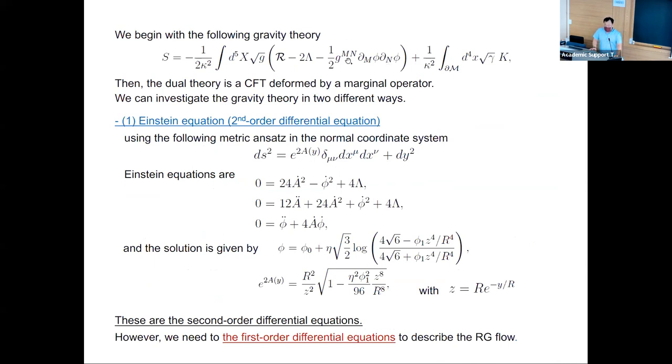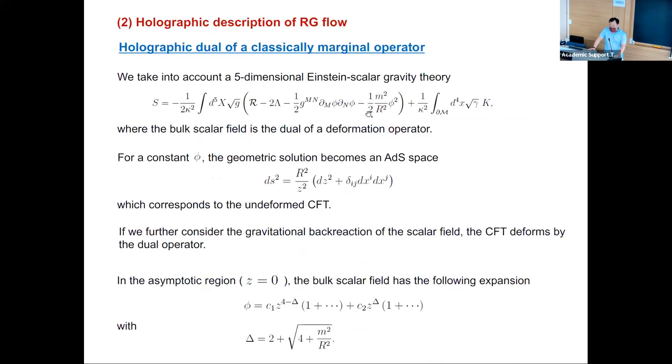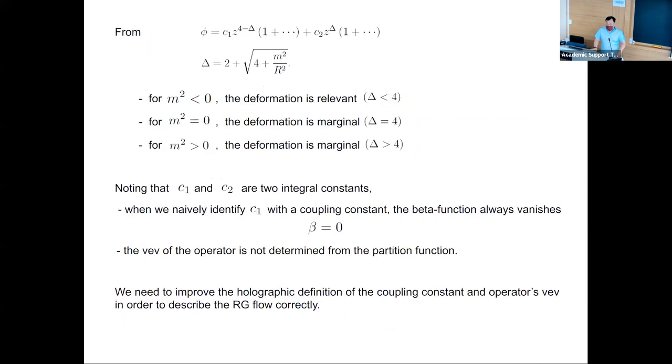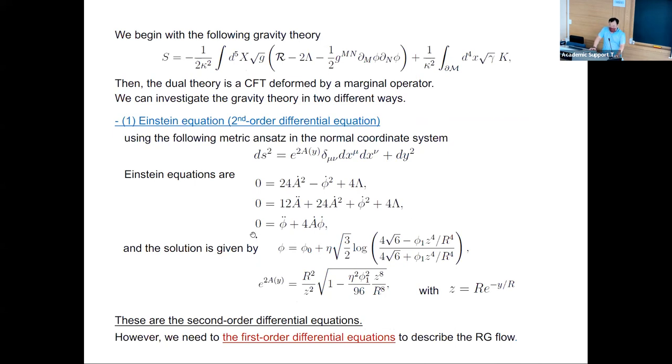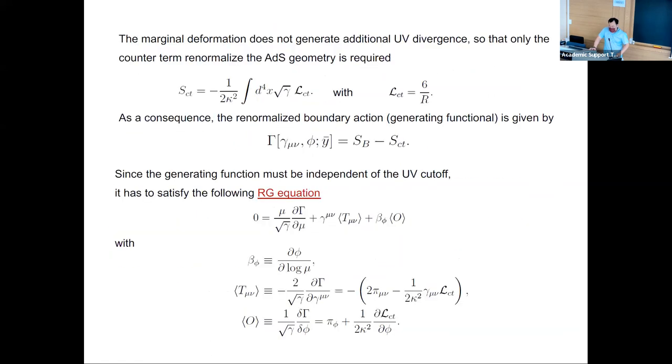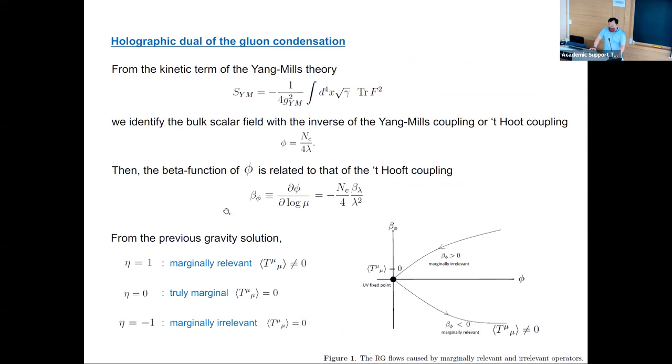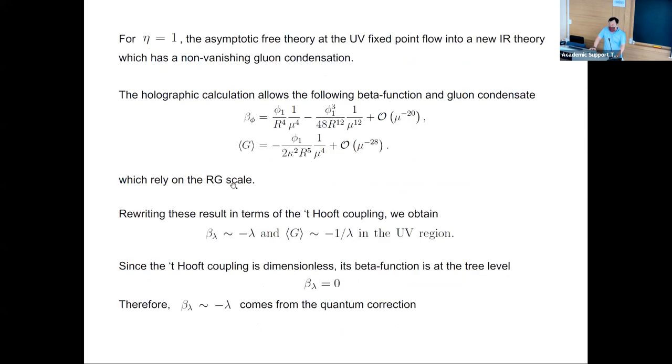In this model, if there is no mass to describe the gluon condensation, we put in the bulk mass M. Then the dual operator of the bulk field becomes classically marginal. In that case, we know the exact analytic solution. Using this solution we can determine the beta function. Also, we can calculate the generating functional, and by varying the generating functional with the coupling, we can also calculate the VEV of the dual operator.